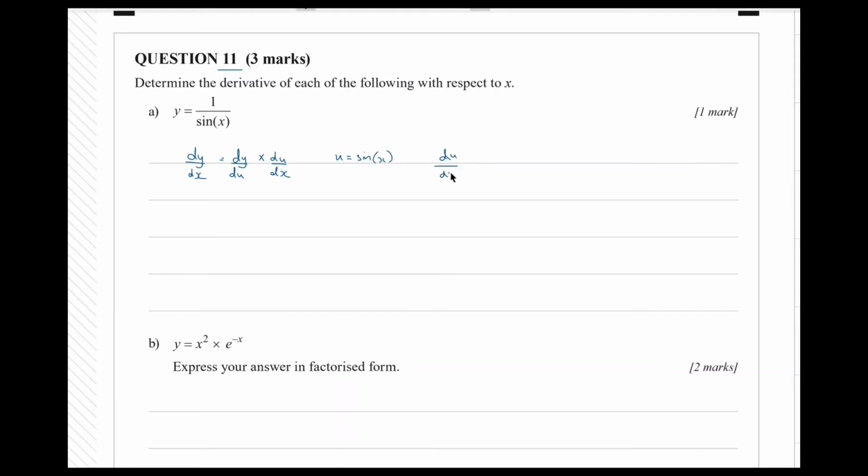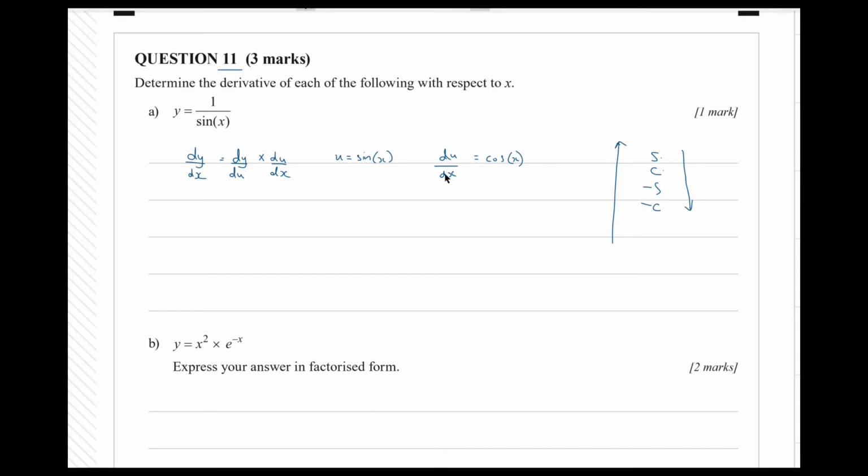and so du on dx will be cos of x. So just a refresher, sine, cos, negative sine, negative cos. When we are deriving, we go downwards, which means derivative of sine x is cos x, and derivative of cos x is negative sine x, derivative of negative sine x is negative cos. When we are integrating, we go upwards.